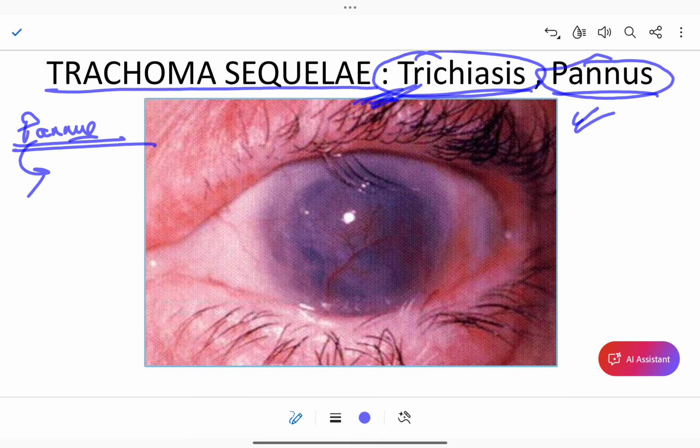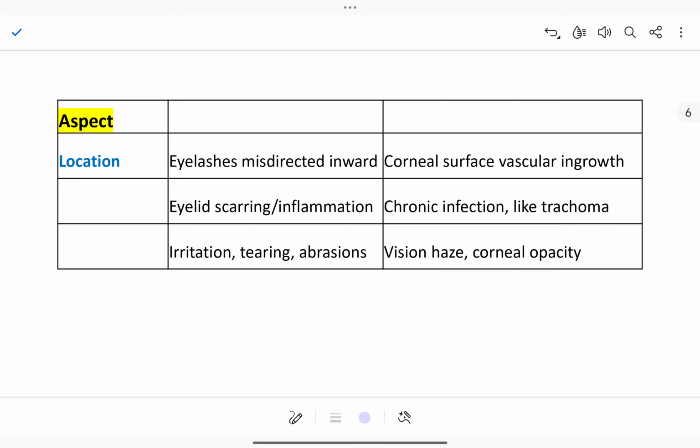Also known as pannus crassus. When thick and fleshy, it is a sign of chronic inflammation and often accompanies trichiasis in endemic areas. Trachoma sequelae, trichiasis and pannus.